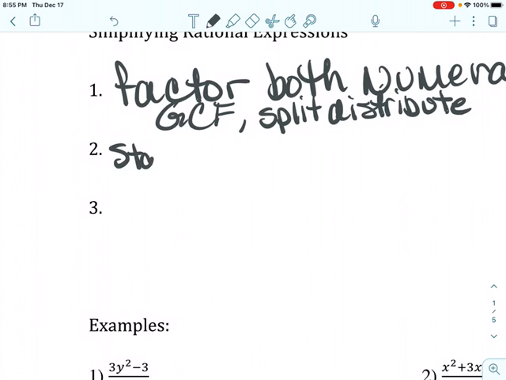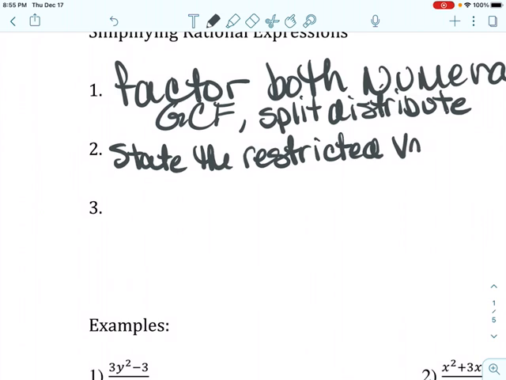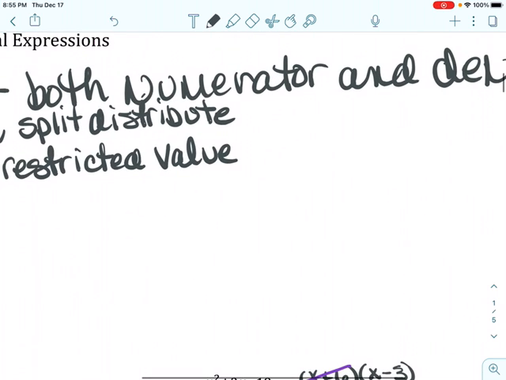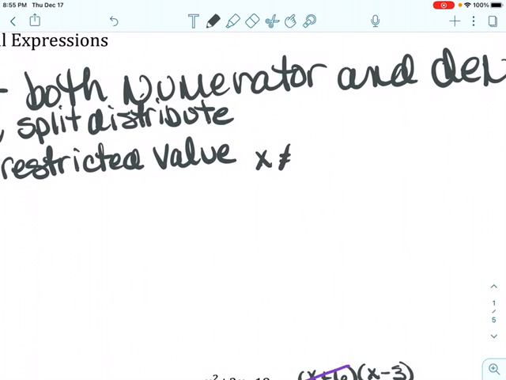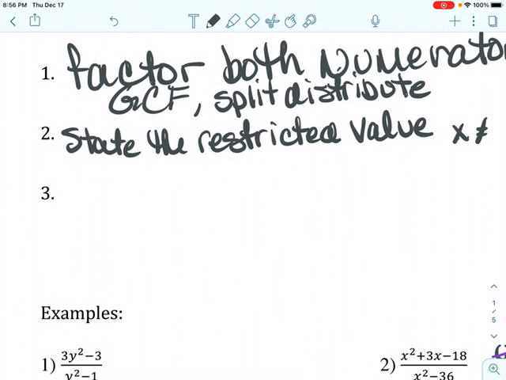All right, you're going to want to state your restricted values, meaning that I'm going to set my denominator equal to 0 and find out what the variable can't be. Okay, so make sure you write that. So if it's x, we're going to say x can't equal. If it's y, it's y. Whatever your variable is, what can't we have in the bottom of that fraction? And then we're going to reduce by dividing out the common factors.